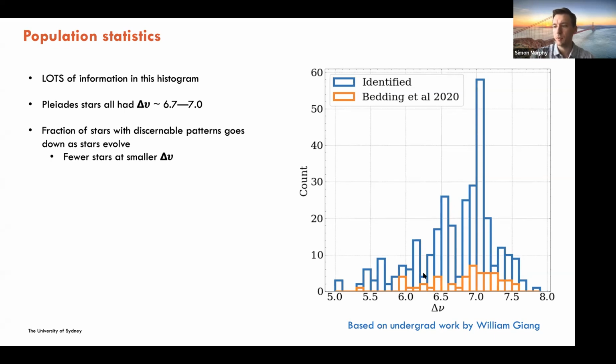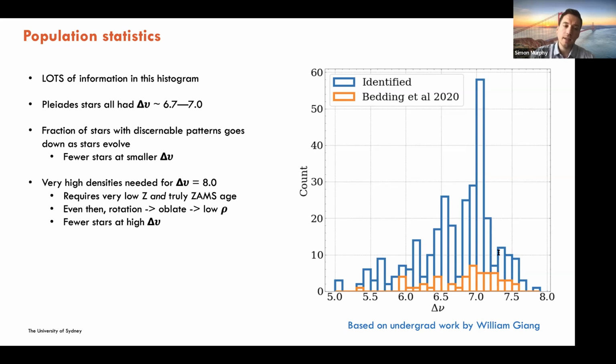So again, we've separated out the Bedding et al. sample, and then in blue, we've got all the extra stars observed by Will. For reference, Pleiades stars, the ones I showed earlier, all had delta nu between 6.7 and 7.0. Now, the fraction of stars with discernible patterns goes down as stars evolve. And that's just something we've noticed. If we go to our HR diagram, we don't see many evolved stars, and we know that they will have lower delta nu. So that readily explains why there are fewer stars towards the left of this histogram.